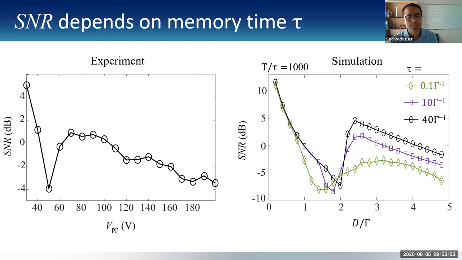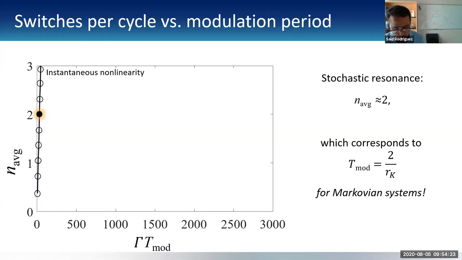So you may ask, maybe the enhancement in the signal-to-noise ratio comes from the larger period, and that is indeed the case. But the memory time also has another effect, which is to suppress the fast fluctuations. And I want to show you how that happens now by looking at another observable that makes the role of the memory time more clear.